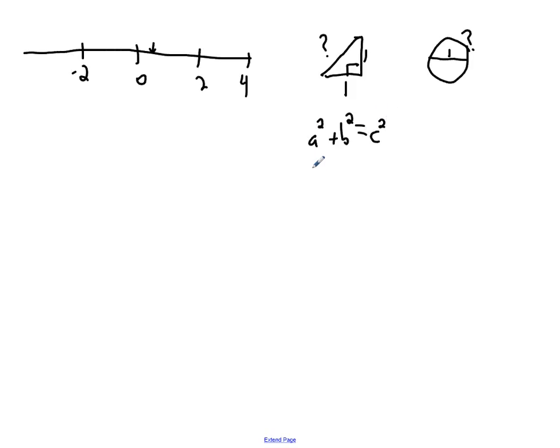And we can say 1 squared plus 1 squared equals c squared. We'll call it c for now. 1 times 1 is 1. 1 times 1 is 1. 1 plus 1 is 2.